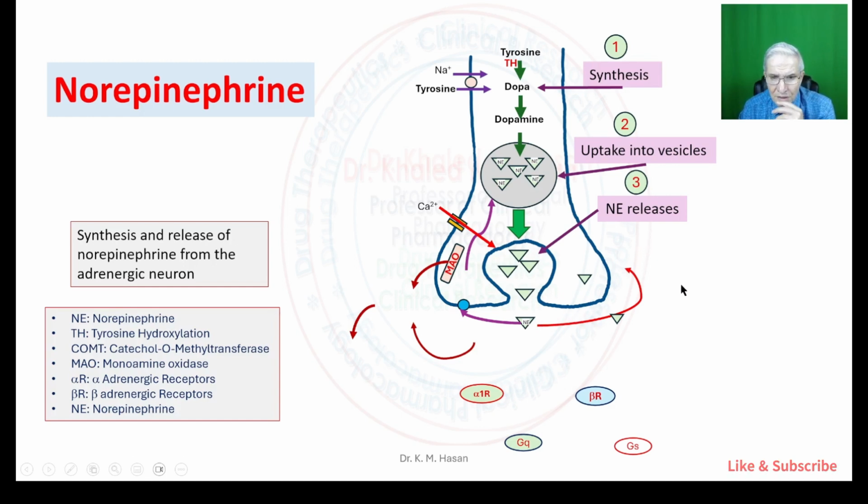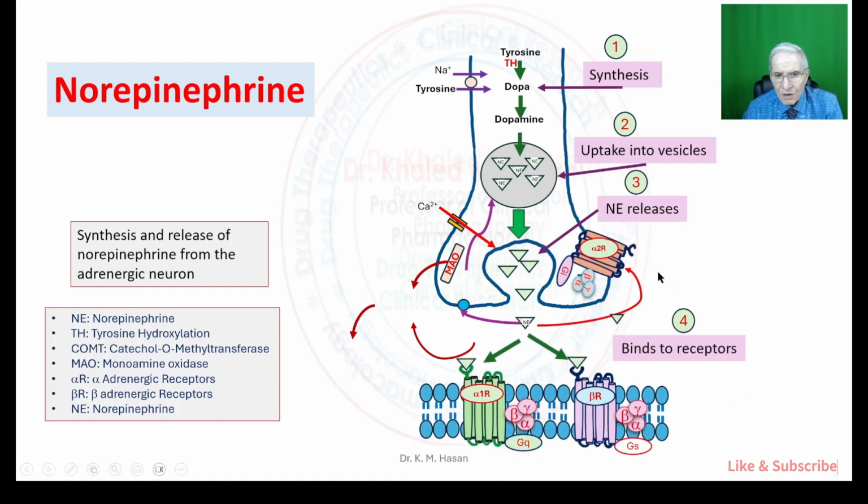Okay, number 3. Moving to number 4. Number 4, the mediator in the synaptic cleft, in the gap. What is the fate of this mediator? The first fate, the first pathway, is to bind to something called the post-ganglionic receptor.